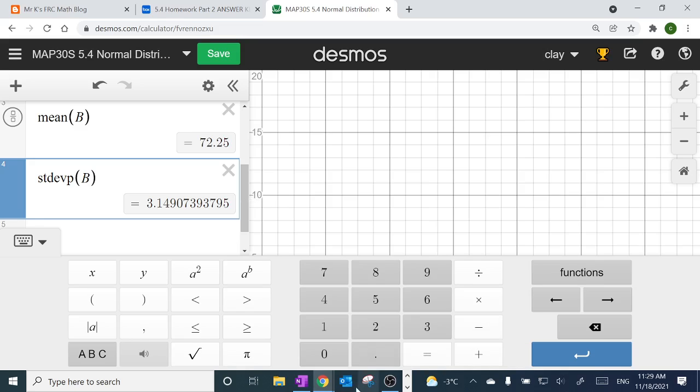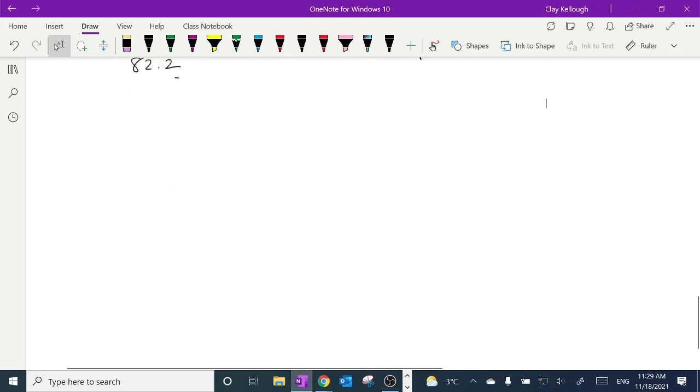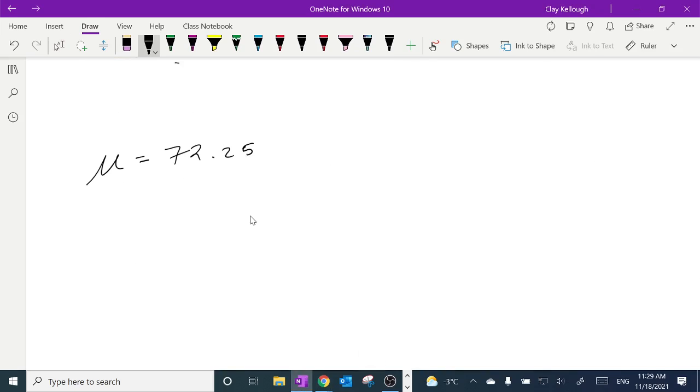Algebraically, let's go to a page where we can do the algebra. So the standard deviation and the mean are these two numbers. There's the mean, there's the standard deviation, 3.15. Okay, so there's the two numbers. One standard deviation to the left would be this number minus that number, which is 69.1. One standard deviation to the right is this plus this number, which is 75.4.